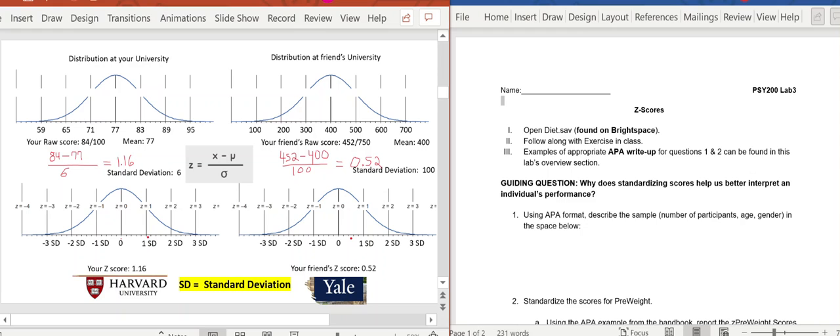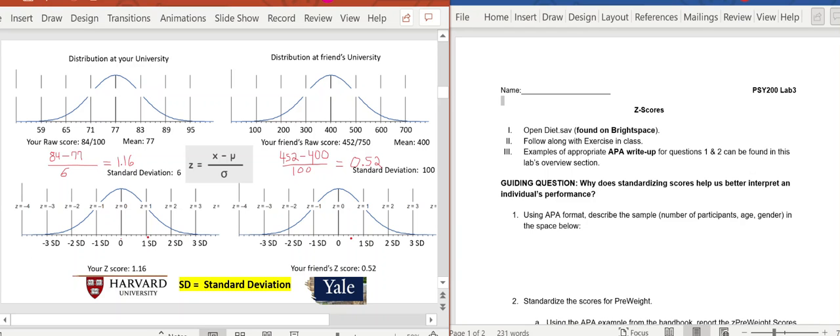So that's pretty much the take-home message, and that's what we will do today: we're going to standardize scores, or rather standardize distributions, I should say, and see how far a data point is away from the mean. And the way that we will measure the length is in standard deviation lengths.